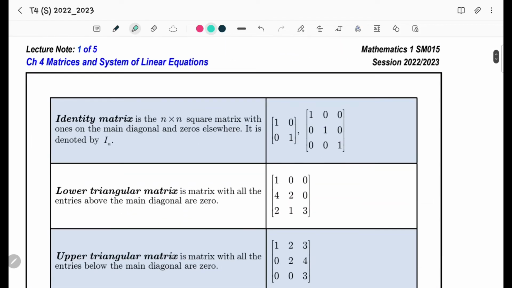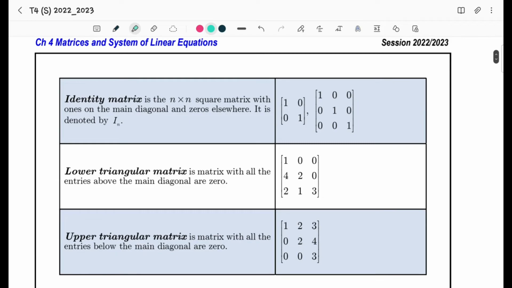Next, identity matrix. Okay, identity matrix is also a diagonal matrix, so you only have entries on the main diagonal. So identity matrix is the n by n square matrix with ones on the main diagonal and zeros elsewhere. It is denoted by I_n. So you have ones on the diagonal. Okay, so 1. You cannot have other entries other than 1, and the rest will be 0.